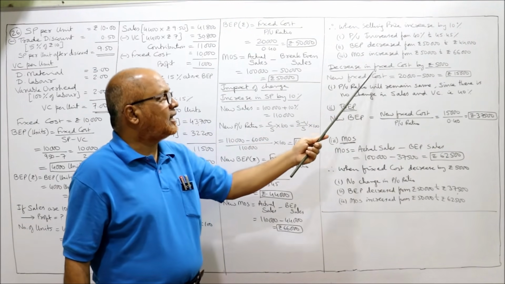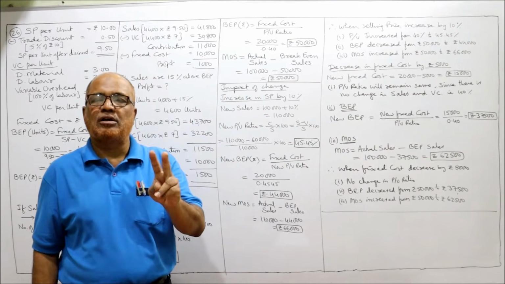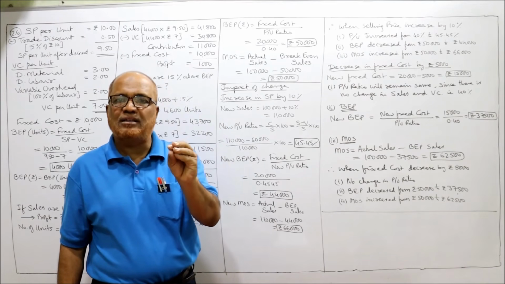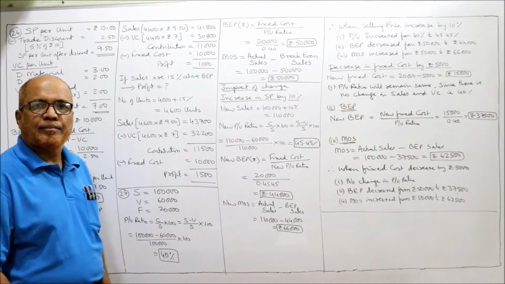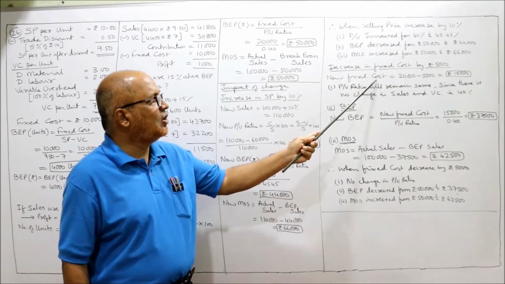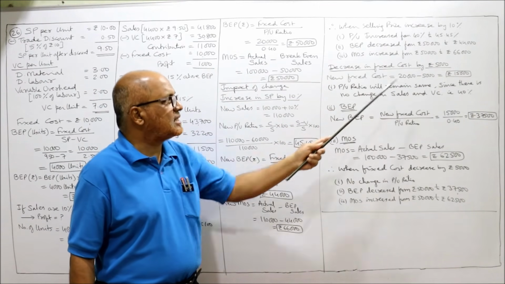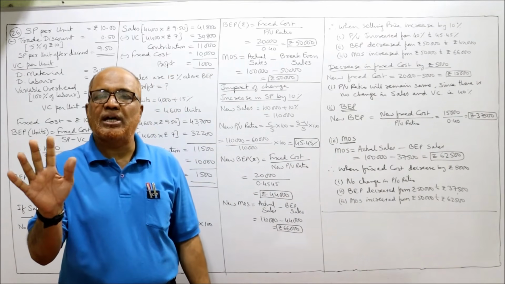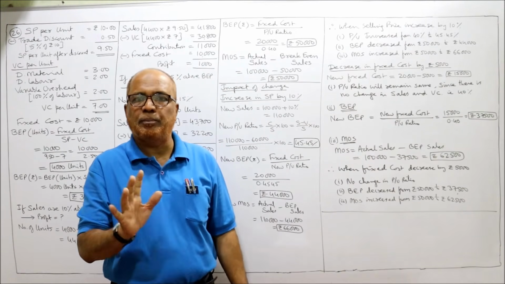Then secondly, decrease in fixed cost by 5,000. In the problem it is given as the second change. The second change is decrease in the fixed cost by 5,000. Earlier how much was the fixed cost? 20,000. Earlier 20,000 was there, 5,000 decreased, 15,000. New fixed cost is 15,000. Now first, PV ratio will remain same since there is no change in sales and variable cost. Selling price no change, variable cost no change. So PV ratio will remain same, 40%.